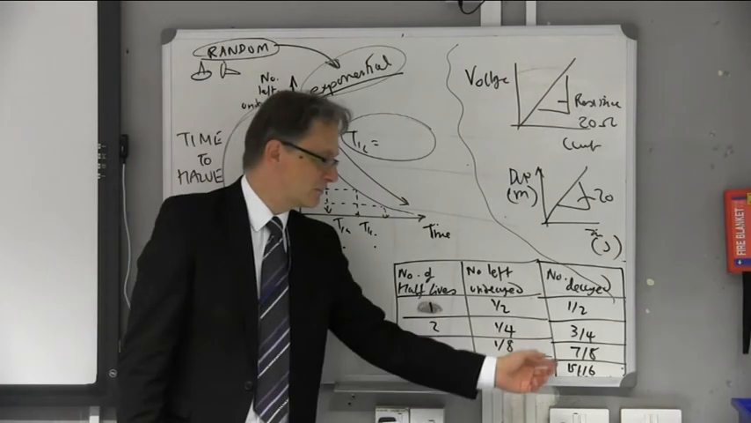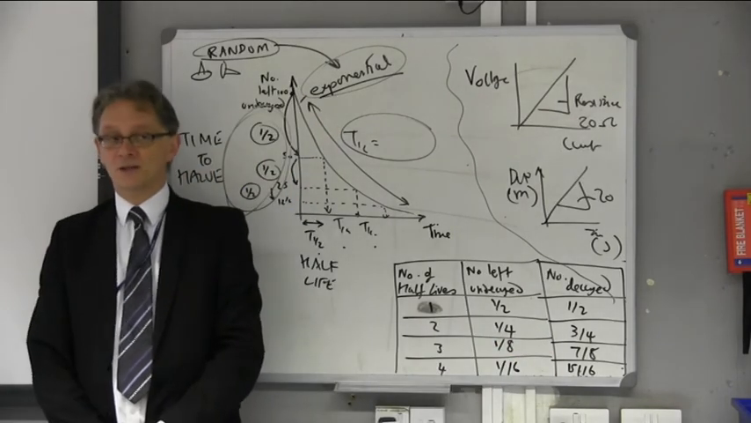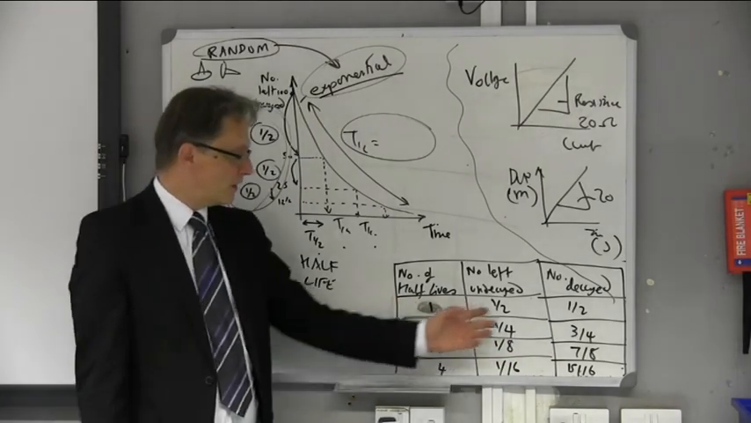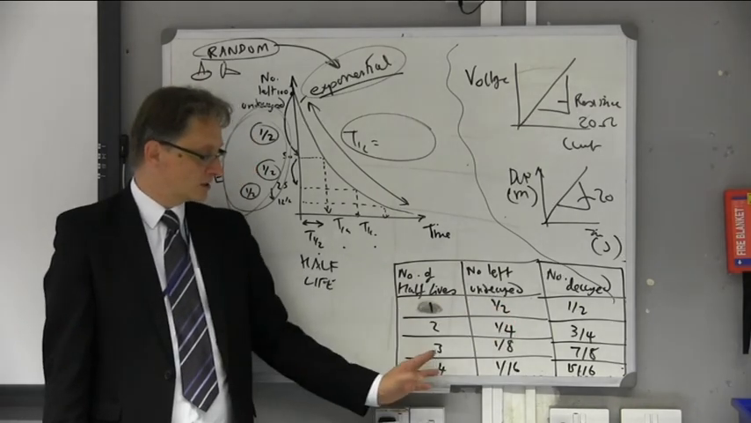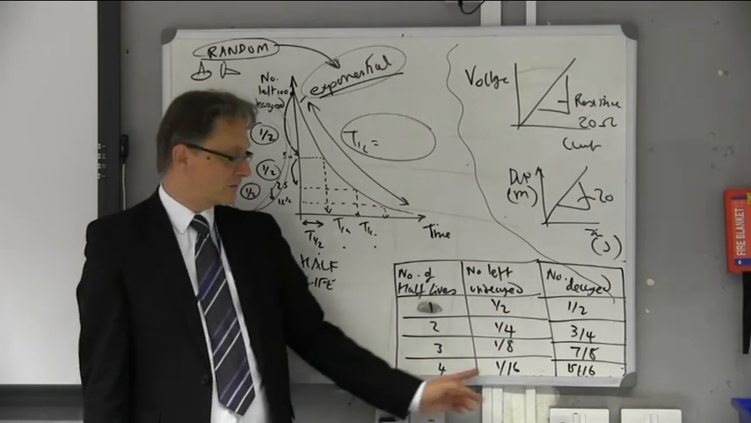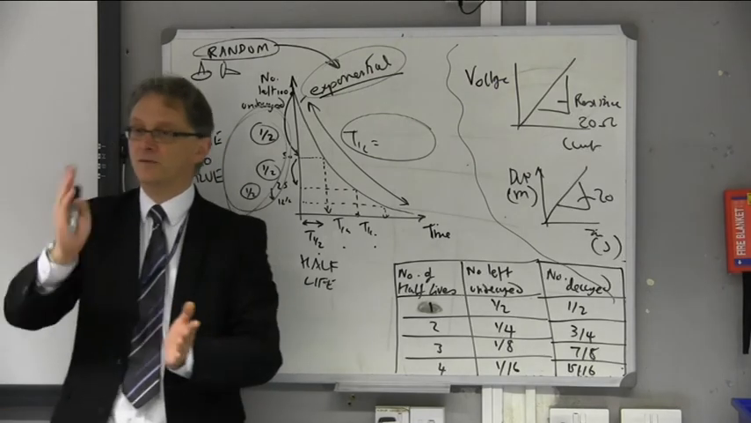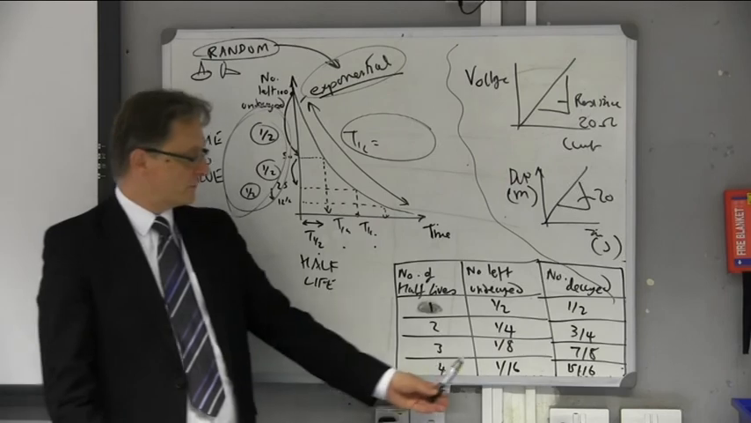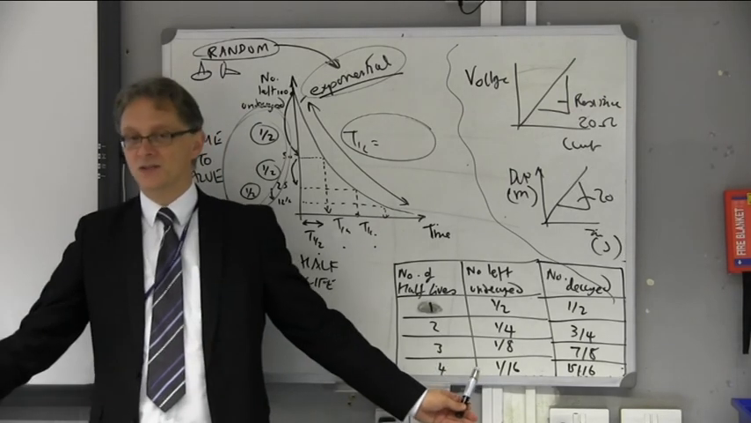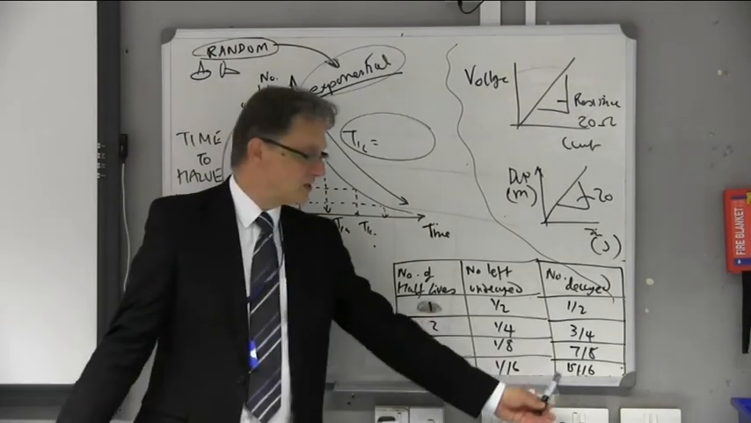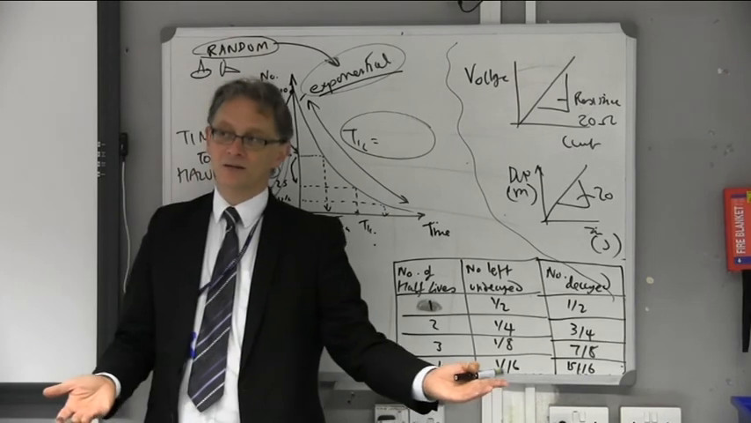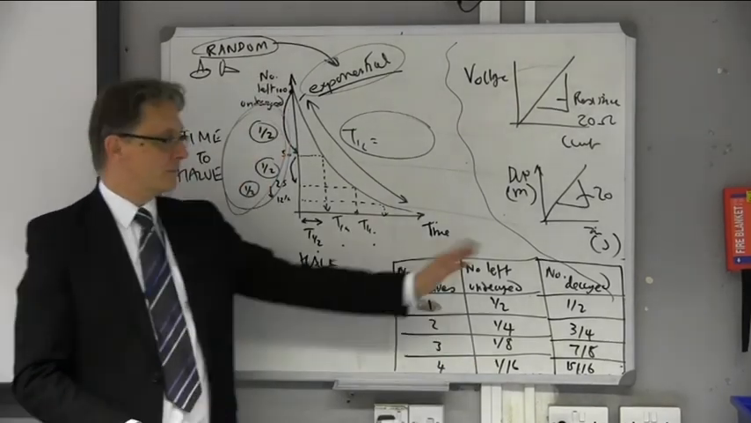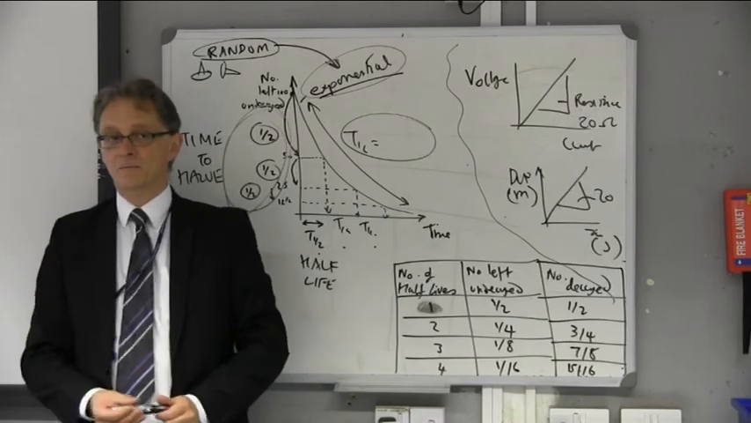I know this is pretty simple stuff, but just make sure you've got those written down. After 1 half-life, it's a half, 2 half-lives, a quarter, 3 half-lives, you'd have an eighth left, and after 4, if you cut a cake in half 4 times, you're left with sixteenths. And watch out for questions that either tell you what's left undecayed, or how much has decayed. Make sure you can flip between the two nice and easily.